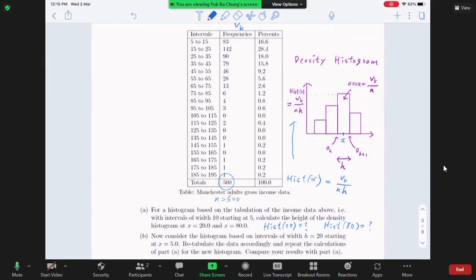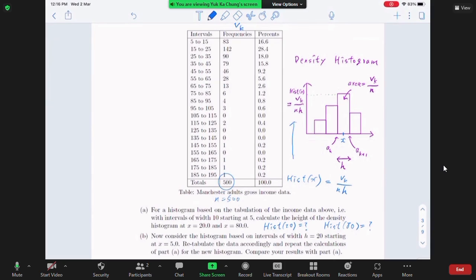Maybe I will briefly walk you through the solution. I would like to explain it again. In a density histogram, the height of each rectangular block is determined according to this formula, which is equal to Vk divided by n times h. Vk is the frequency of the data falling within this class. N is the total number of data, which is the sample size. H is the width of the class.